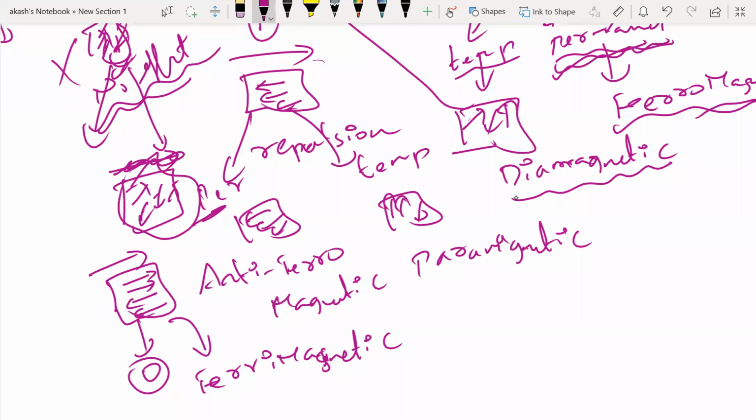Sir? Yeah, tell me. Sir, can we say that ferromagnetic is also a no effect thing?